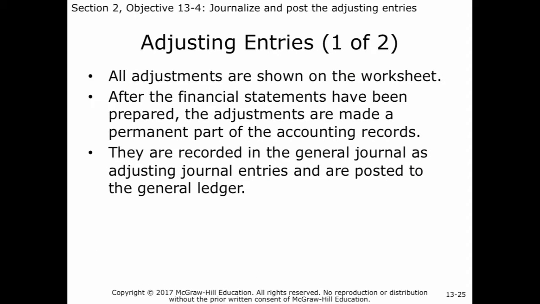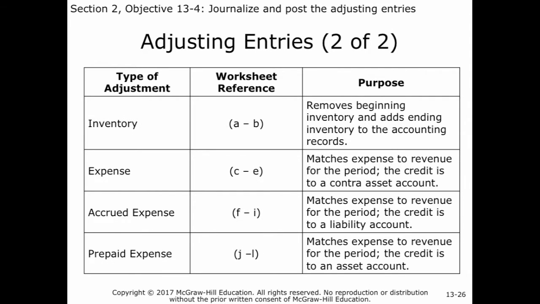So after all the financial statements have been prepared, the adjustments are made a permanent part of the accounting records, and they are recorded in the general journal as adjusting journal entries and are posted to the general ledger. We covered adjusting entries as well before. So here's a recap of the adjusting entries that were previously discussed. Each one of them would need to be journalized and then posted.